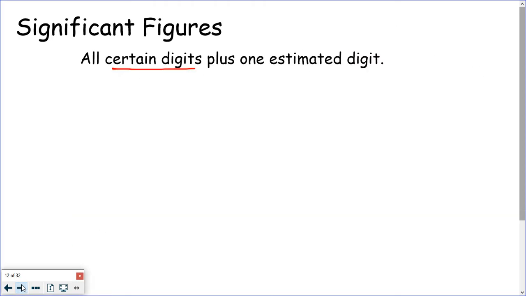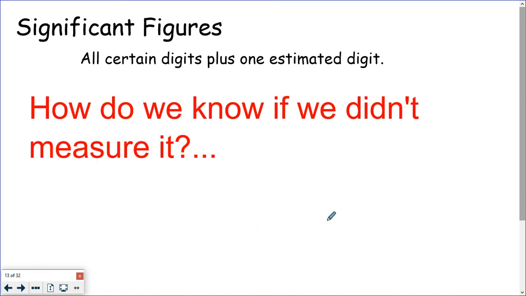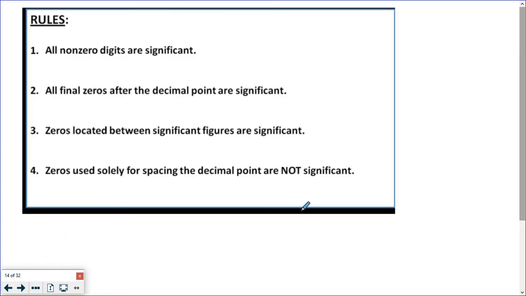And so all of those digits, all the certain digits plus one estimated digit, count as figures that are significant for a measurement. And we have some rules. If we didn't measure it, we don't know. And so they have a set of rules to keep track of these. And these should make sense to you if you think about measuring. Here's your rules. It's on your little printout.